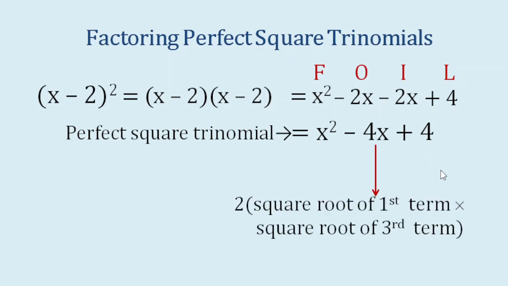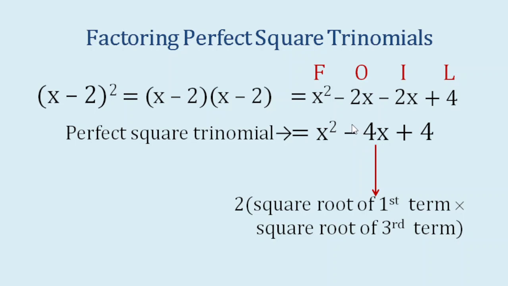And the middle term should be twice the square root of the first term times the square root of the third term. So in this case, square root of x squared is x, square root of 4 is 2, x times 2 is 2x, then double it, it becomes 4x. By the way, whether our sign here is positive or negative, our trinomial is still a perfect square trinomial.